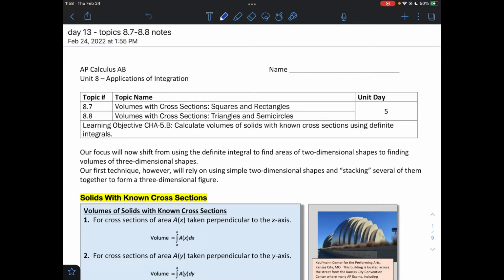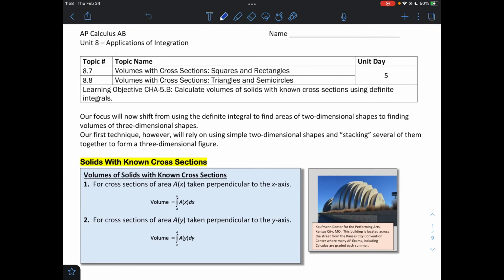Welcome to our look at finding volumes of shapes with cross sections. In this video, we're going to take a look at using cross sections that are shapes of squares, rectangles, triangles, and semicircles. Our focus previously was finding area of two-dimensional shapes, and now we're going to find volume of three-dimensional shapes. Our first technique, however, will rely on using simple two-dimensional shapes and stacking several of them together to form a three-dimensional shape.